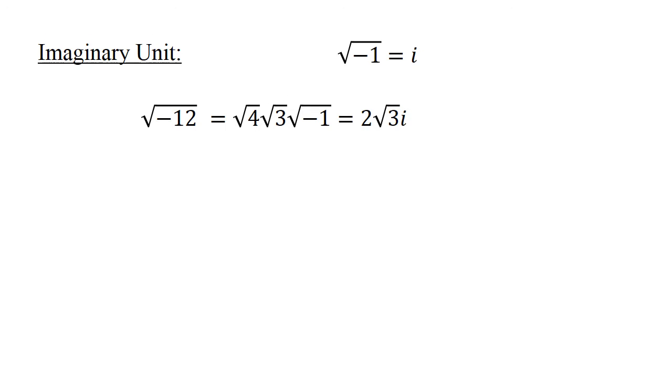Alright, so in this video we're going to look at the imaginary unit, i, and complex numbers, and simplifying complex numbers. So the imaginary unit by definition is equal to the square root of -1. So if we want to simplify the square root of -12, we can think of that as the square root of 4 times the square root of 3 times the square root of -1. So the square root of 4 is 2, so 2 square root of 3i.